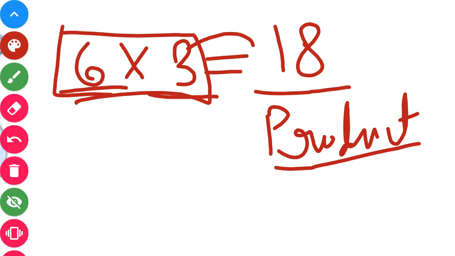Now, let us read some properties of multiplication. There are several properties of multiplication, as we have read the properties of addition and subtraction. Similarly, there are some properties of multiplication as well. Let us read them.